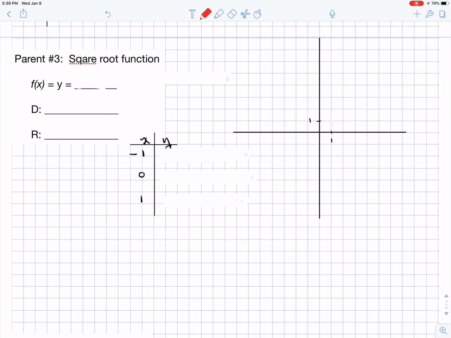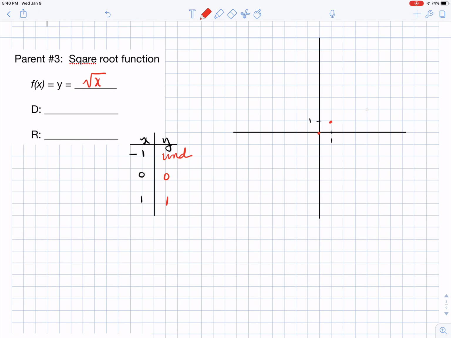The square root function next is going to be the square root of x. If you take the square root of -1, that's undefined. You cannot take the square root of a negative number, but you can take the square root of 0 and you can take the square root of 1. It's not quite enough, though, to give us what we need.